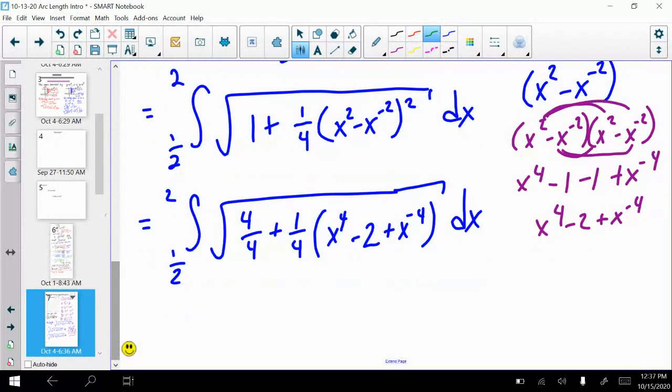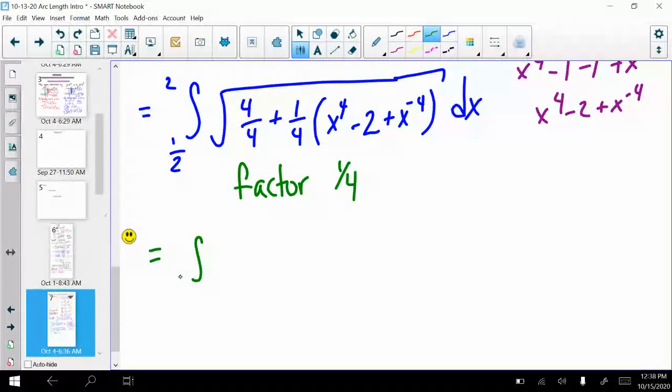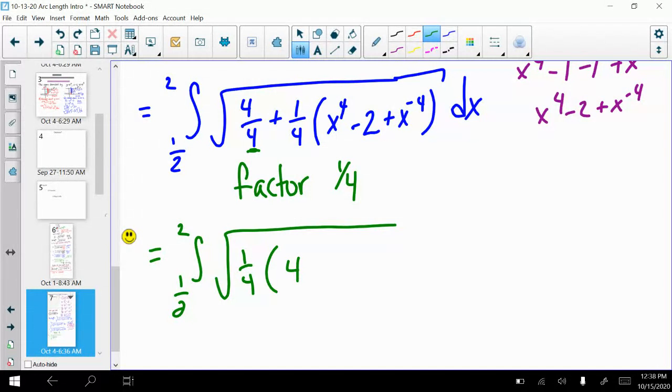Part of this next move probably comes from doing a lot of math problems, but we're going to factor out 1/4. Partially because it'll get rid of our fractions, partially because 1/4 square roots nicely. So if we factor out 1/4, that gives us the integral from 1/2 to 2 of the square root of 1/4 times 4 from this term right here, and then all of the rest of this, plus x to the 4th minus 2 plus x to the negative 4th. Because all of this was already multiplied by 1/4, the 1/4 is just right there now.